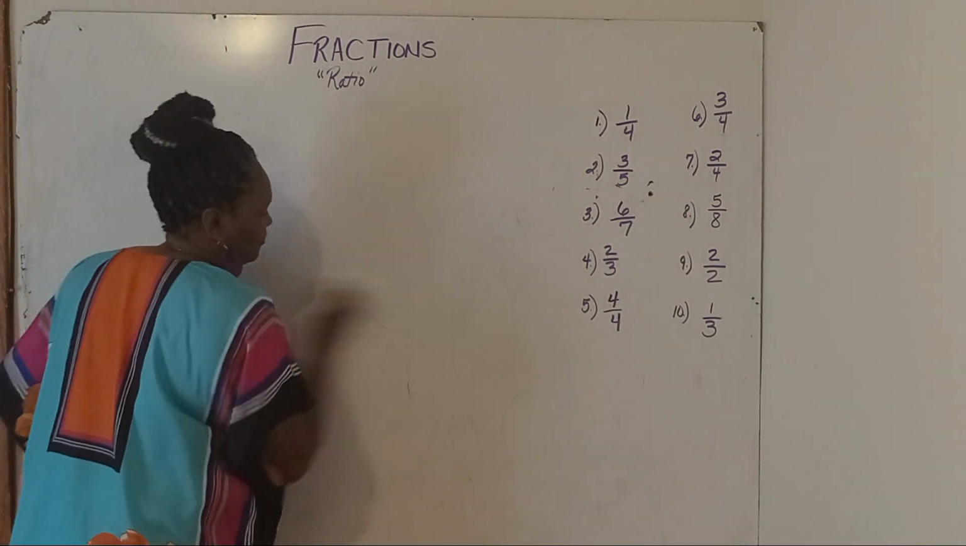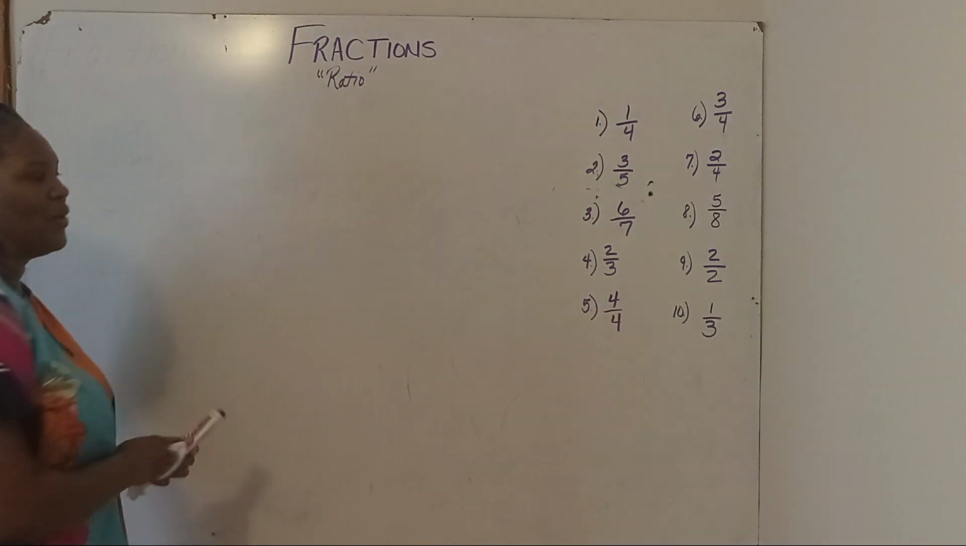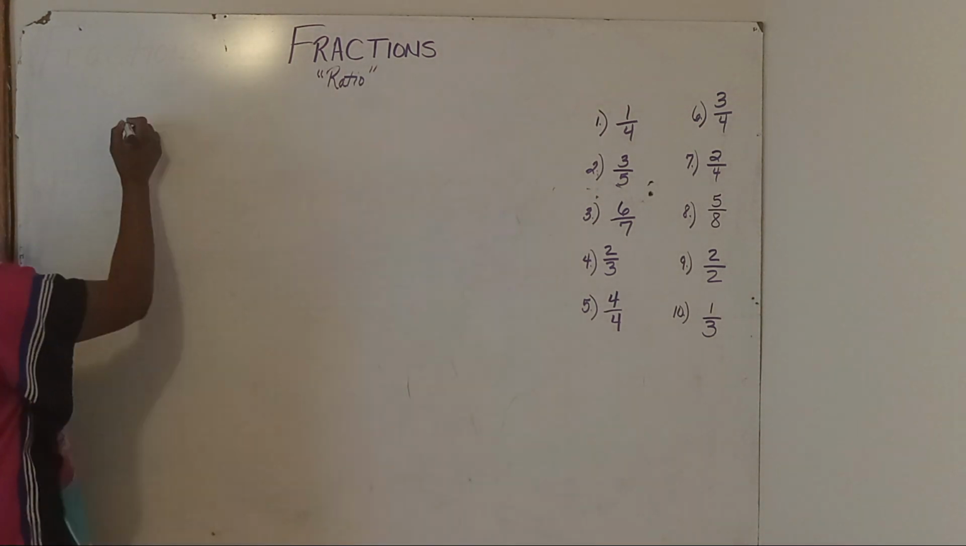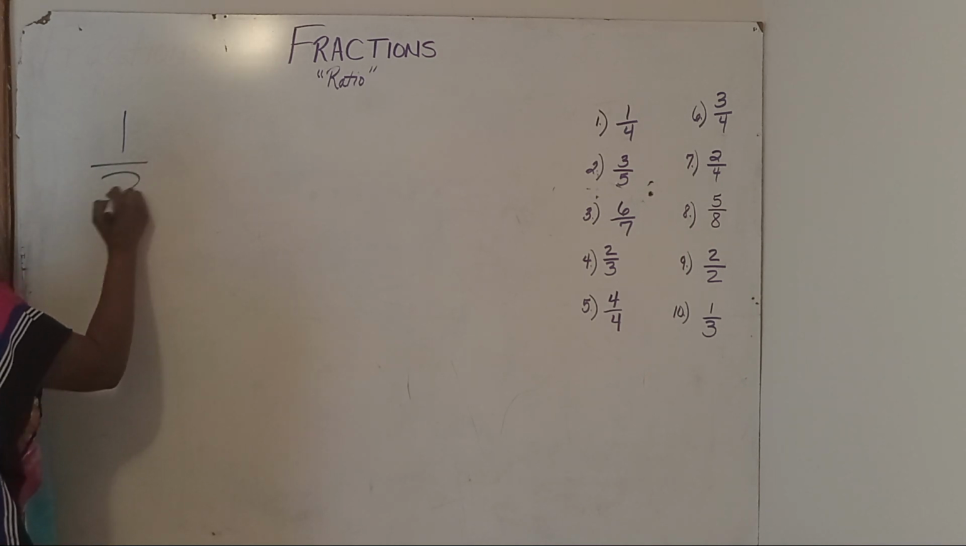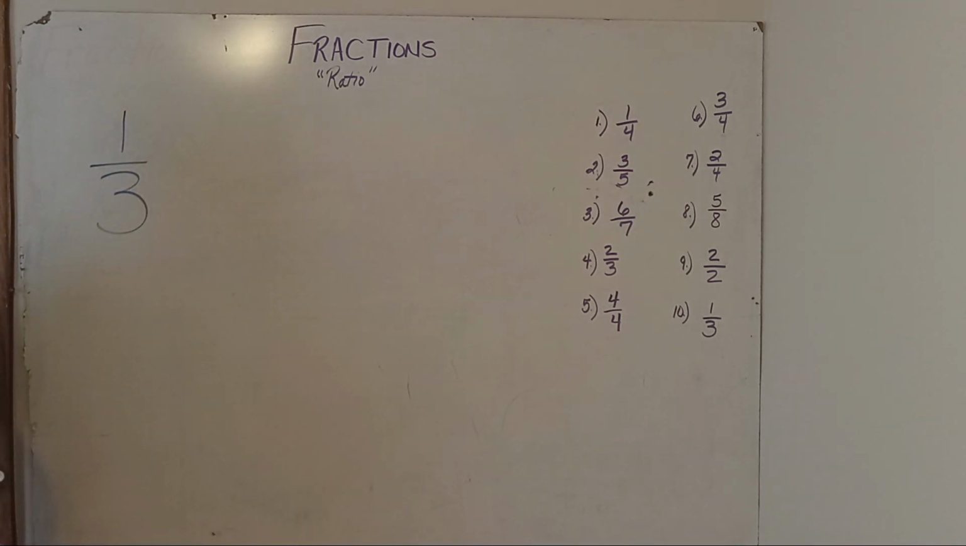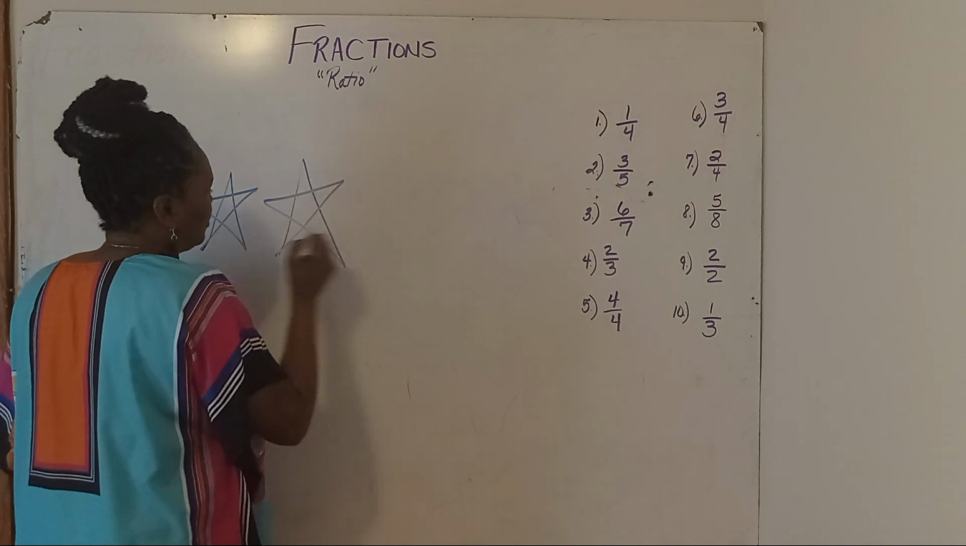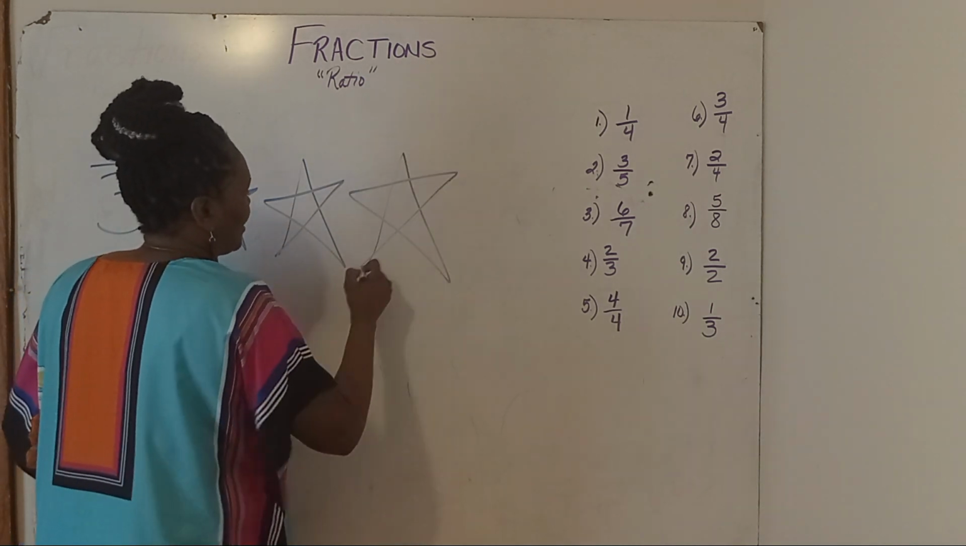All right. Last one. The last one is 1/3, or 1 over 3. Let's draw some stars. How many stars am I going to draw? The number at the bottom tells me 3. 1 star, 2 stars, 3 stars.